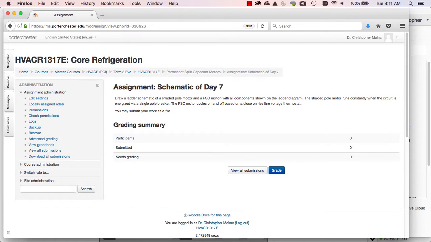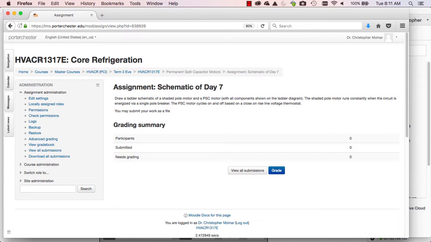This is going to be just a short lesson talking about the material of day 7 of your refrigeration course. This is core refrigeration. And I want to talk specifically about the assignment, the schematic of the day 7, your lab 7A, and then the two diagrams that go along with it. But we're going to start with the assignment of the day.